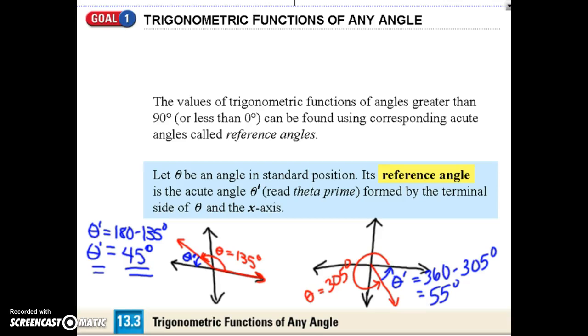Today we're going to talk about reference angles. When we're dealing with the trigonometric functions that we've been talking about, angles that are greater than 90 degrees have a corresponding acute angle called a reference angle.